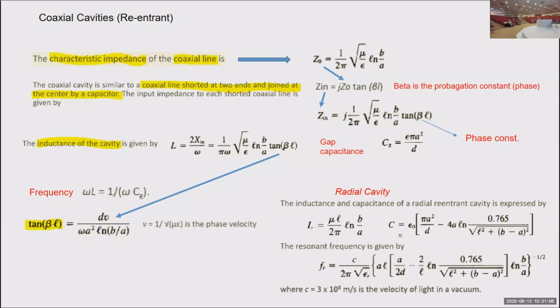And this is the other one, the radial cavity. You can solve for the frequency, where c is the speed of light, and the capacitance and inductance can be calculated from here.